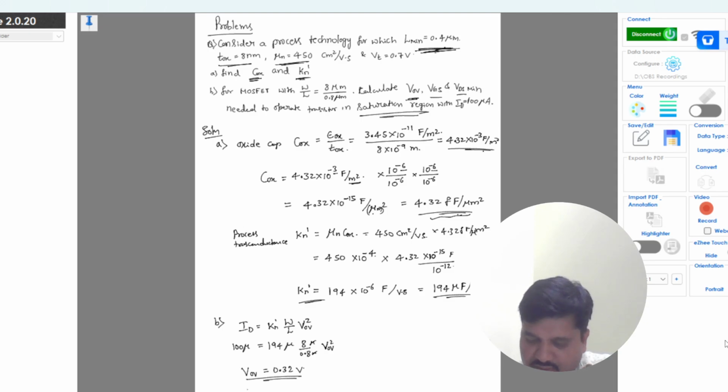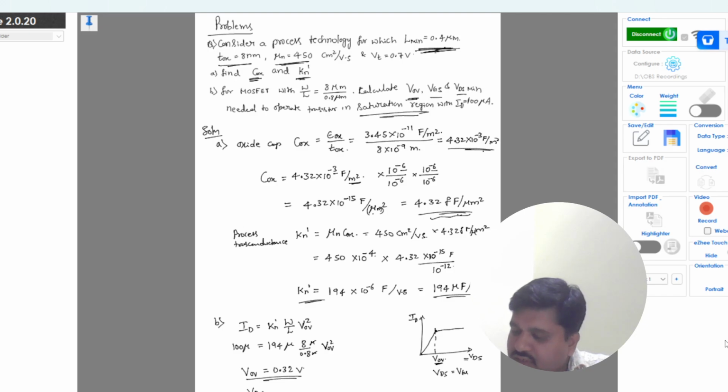So overdrive voltage is nothing but VDS. In the output characteristics, this is how the curve will be, VDS versus ID. This is the point of overdrive voltage. This is the minimum value of VDS, which is equal to VGS minus VTH, to make the device be in the saturation region.